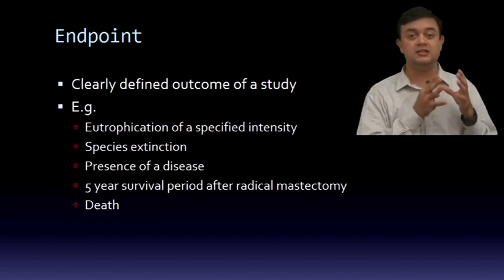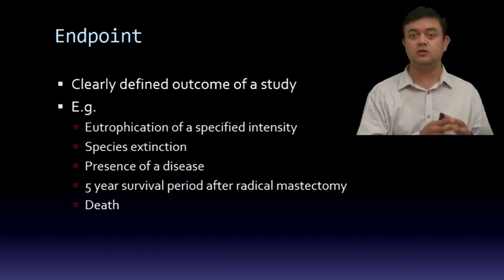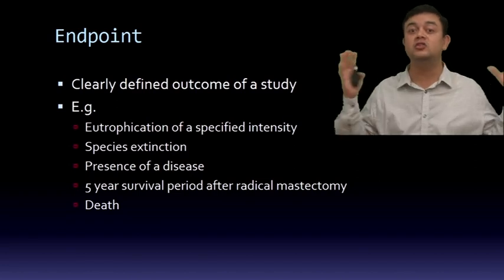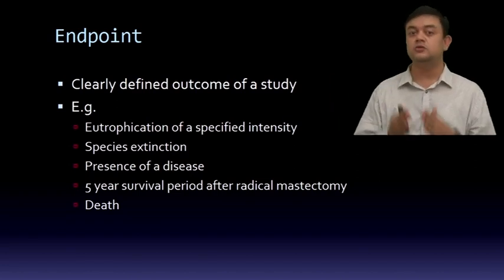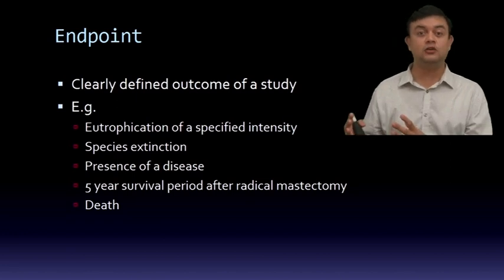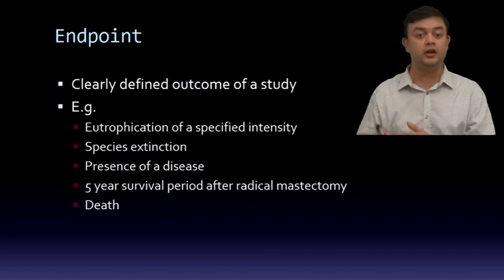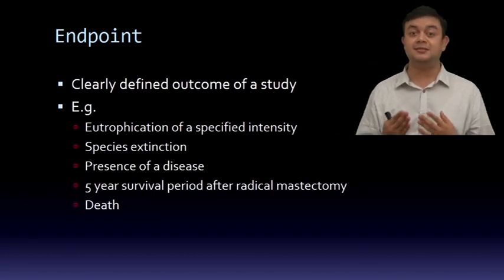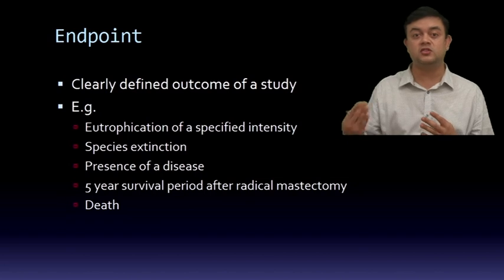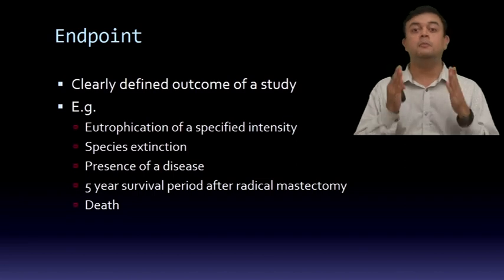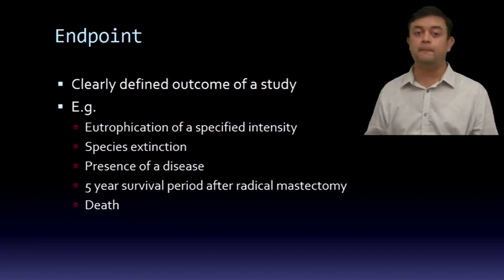If you are looking at the species diversity or the biodiversity or taxonomy point of view, the extinction is something like the death of the whole species all over the world. So species extinction could be an endpoint, or presence of a disease, a lung cancer for a smoker could be an endpoint, or 5-year survival period after radical mastectomy, removal of the cancerous breasts is called mastectomy. So 5-year survival period could be an endpoint, or the death could be an endpoint. So that is what you call the endpoint.